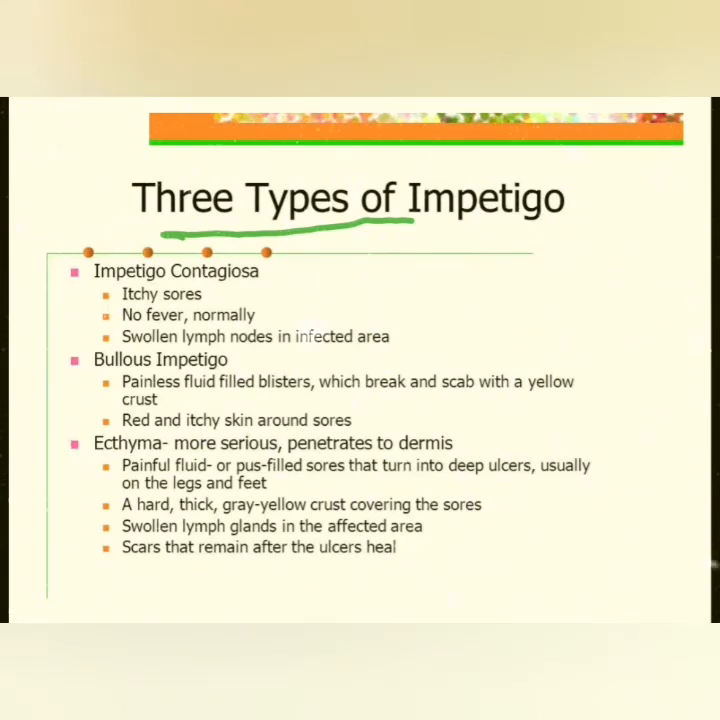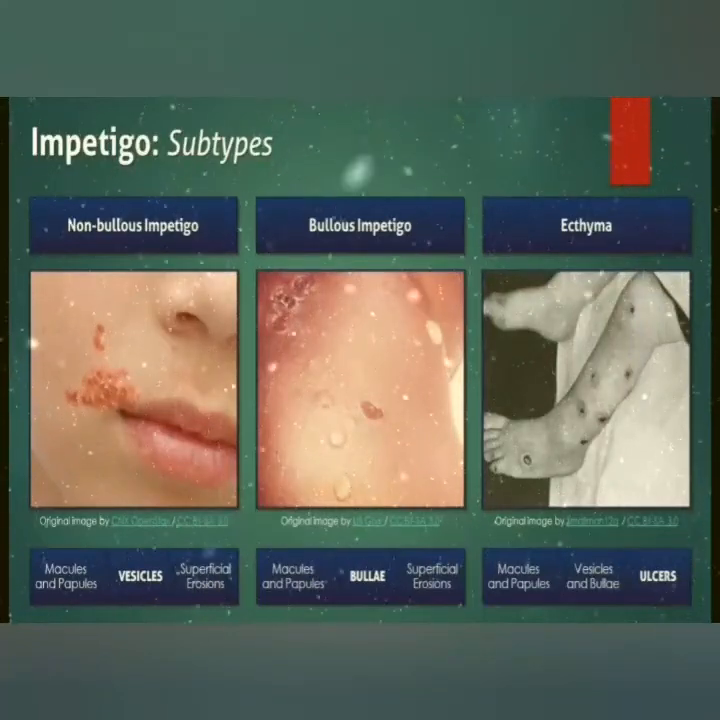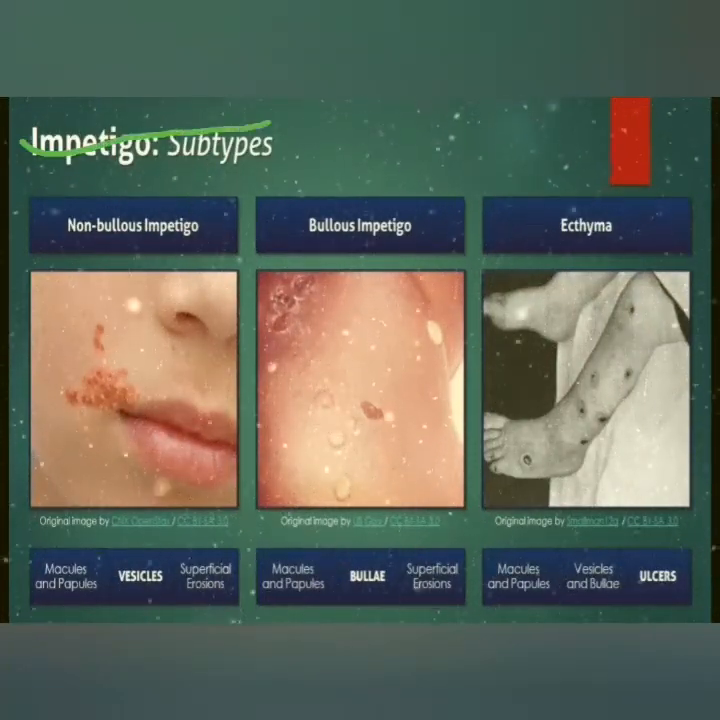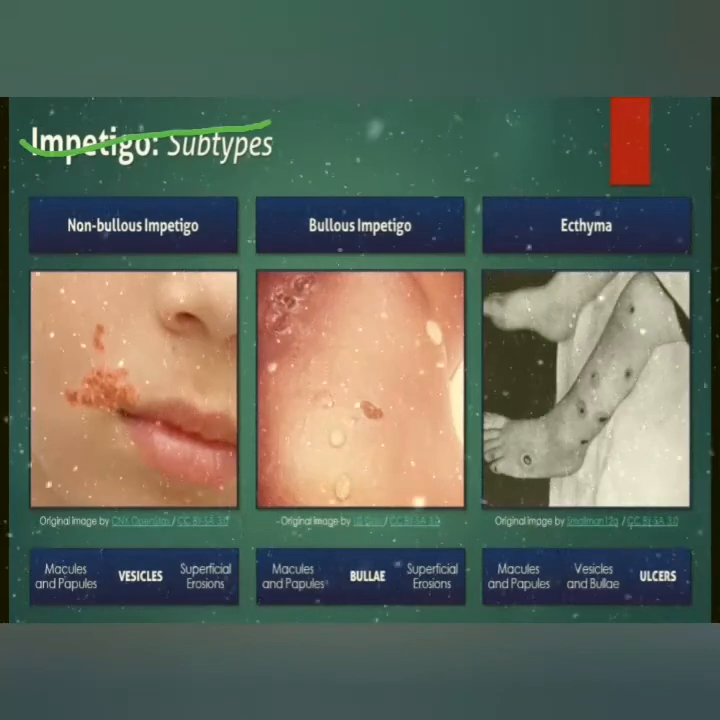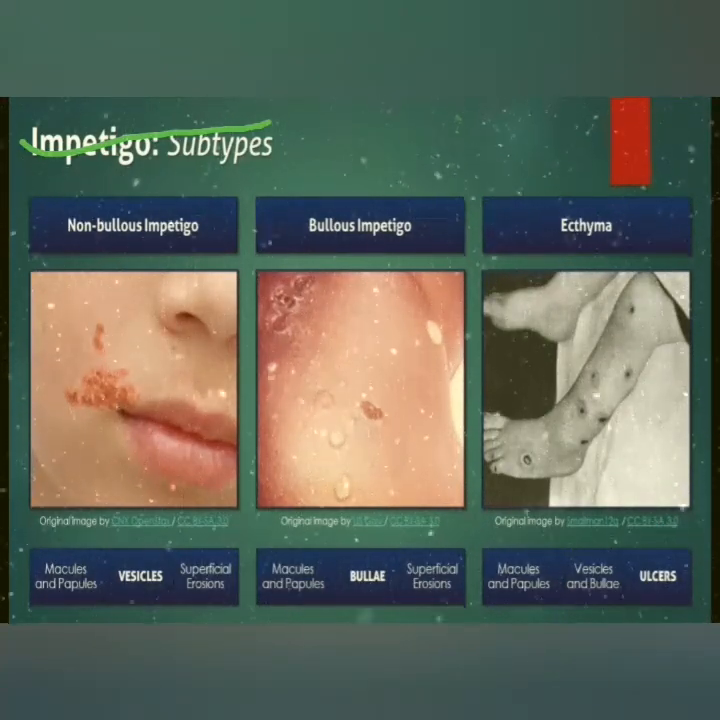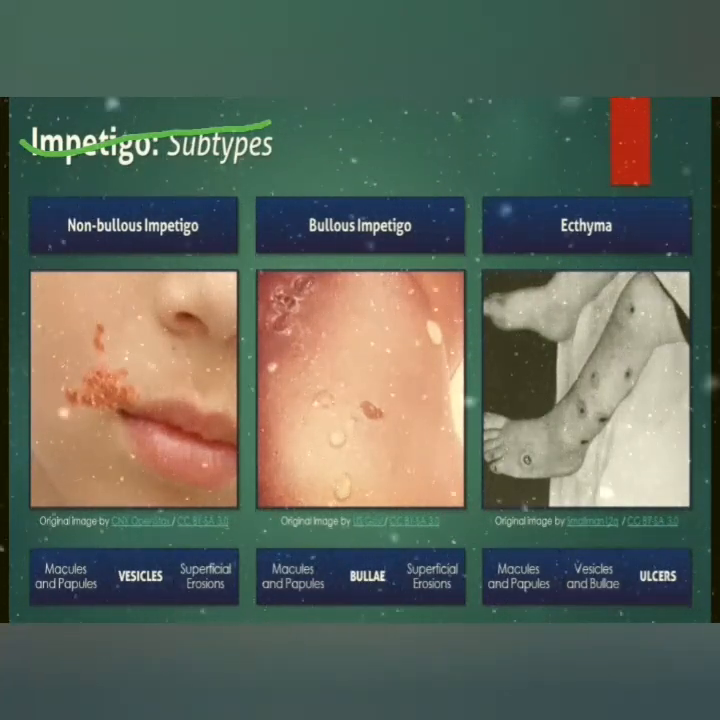Ecthyma is more serious. It penetrates to the dermis layer of the skin, with painful fluid or pus-like sores that turn into deep ulcers, usually on the legs and feet. A characteristic is a hard, thick, grey-yellow crust covering the sores, and swollen lymph glands in the affected area. These are the types of impetigo: non-bullous impetigo, bullous impetigo, and ecthyma.